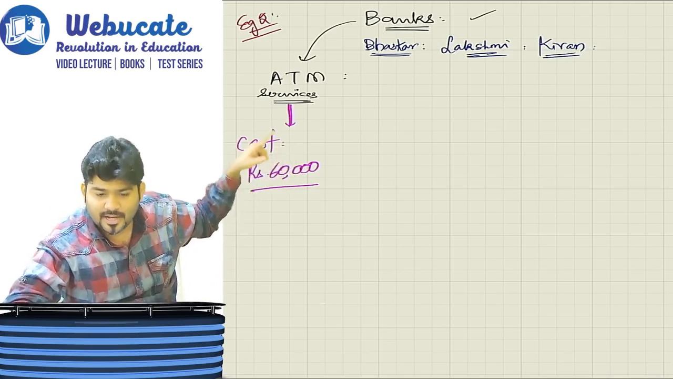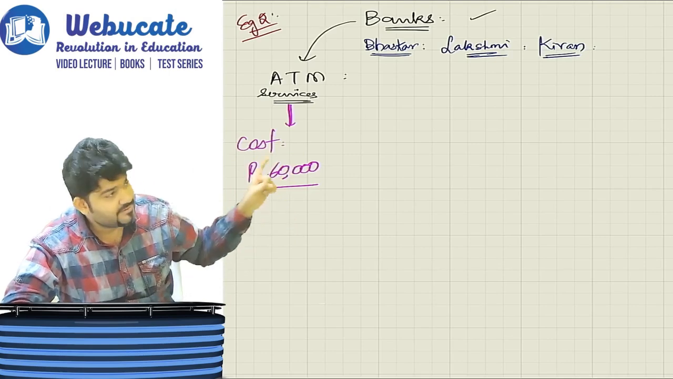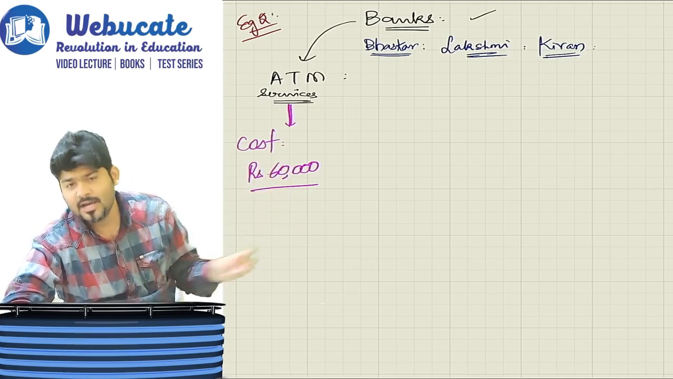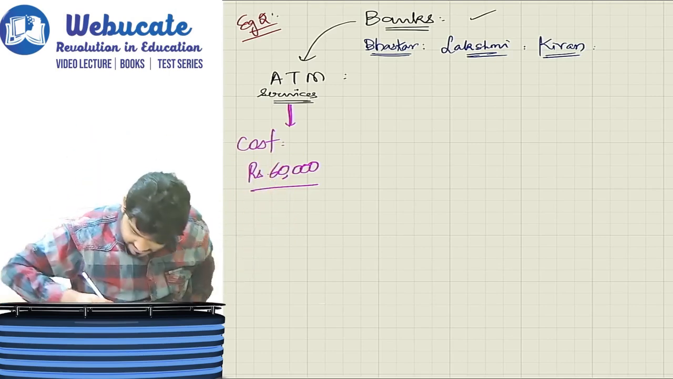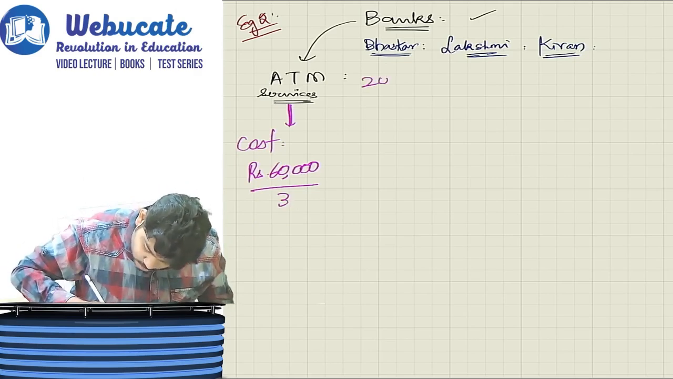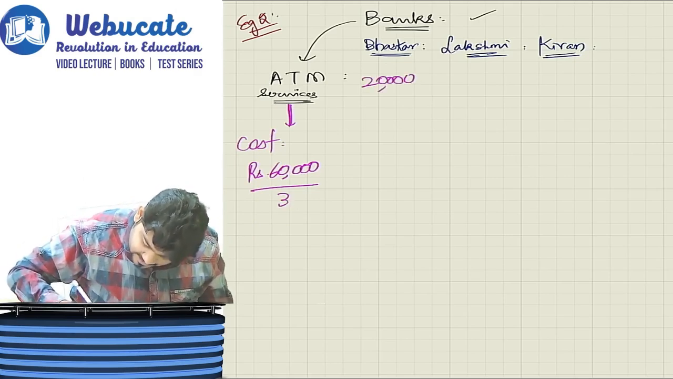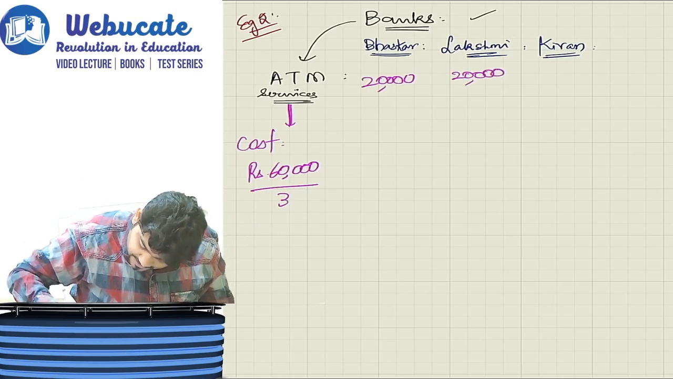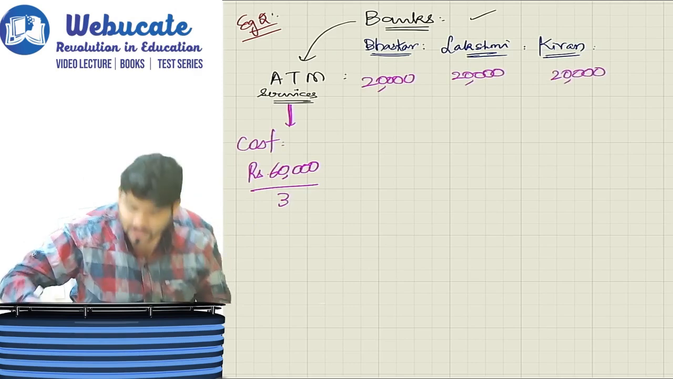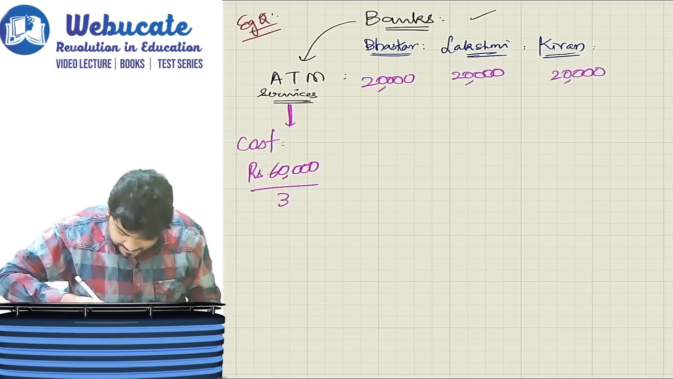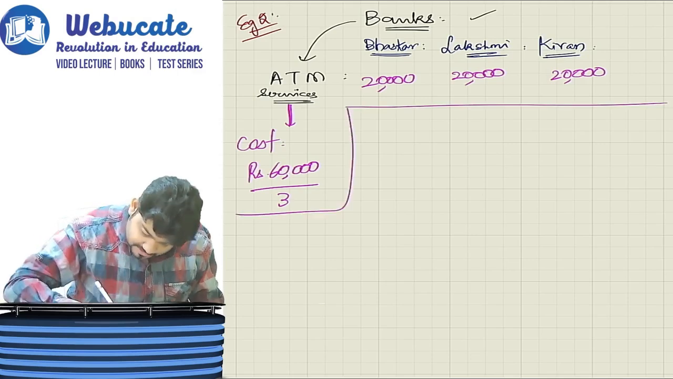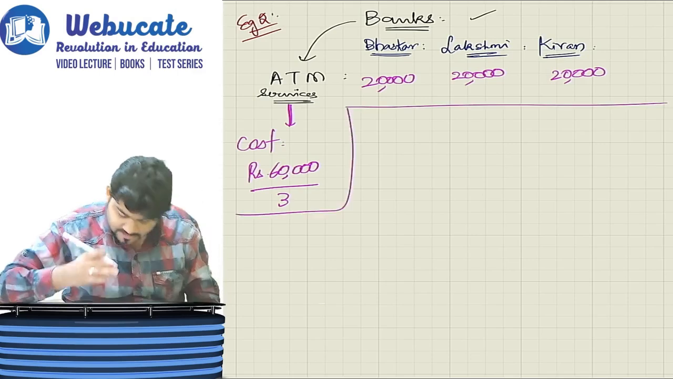Pay attention. Now, in case of banks, what do they do? They will see, acha, ATM charges 60,000. Acha, how many customers do we have? We have 3 customers. Let's divide it by 3. So, 20,000 we will charge to Bhaski, 20,000 to Lakshmi, and 20,000 to Kiran. But now let me give you some further insight.